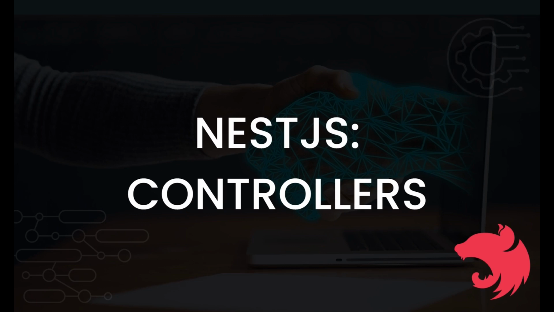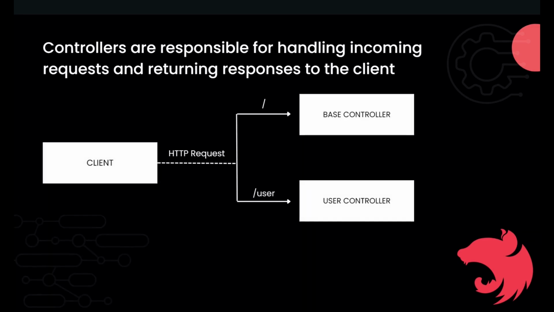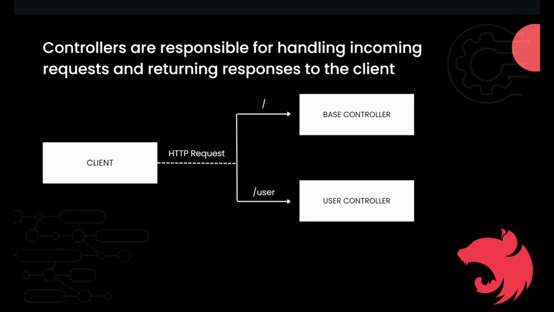Controllers in NestJS. Controllers are responsible for handling requests and returning responses to the client. Here, the client sends an HTTP request and the routing mechanism decides which controller receives the request. In our case, we have two controllers: one is the base controller and one is the user controller. Routes with a slash prefix go to the base controller and with /user go to the user controller.